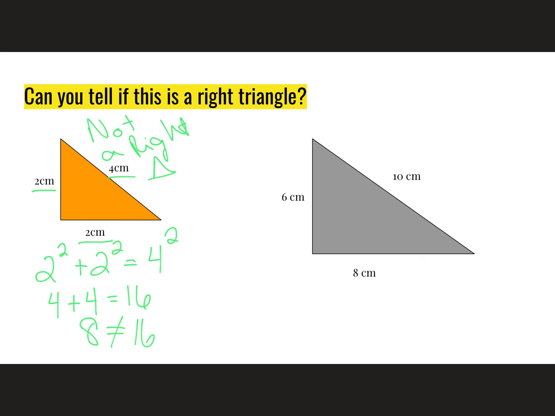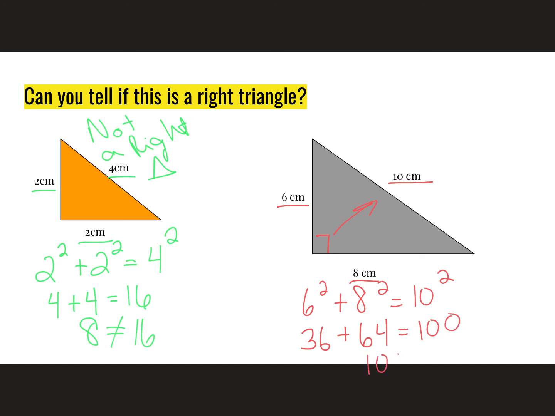And let's look at this last one. I have 6, 8, and 10. Remember, our longest side is always C, and I can see that my right angle looks like it'd be here. So, in this case, I have 6 squared plus 8 squared equals 10 squared. 6 squared is 36. 8 squared is 64. 10 squared is 100. 36 plus 64 is 100. 100 equals 100. So this one is a right triangle. It's that simple.